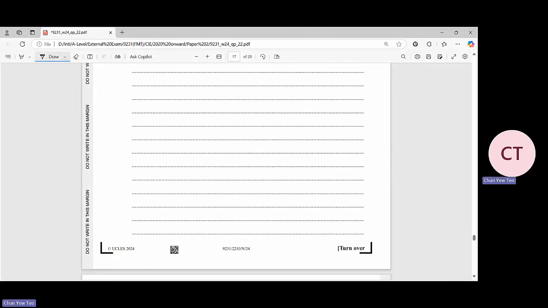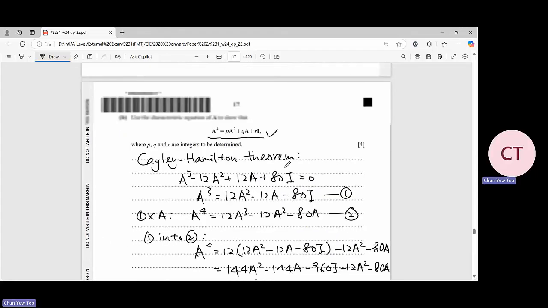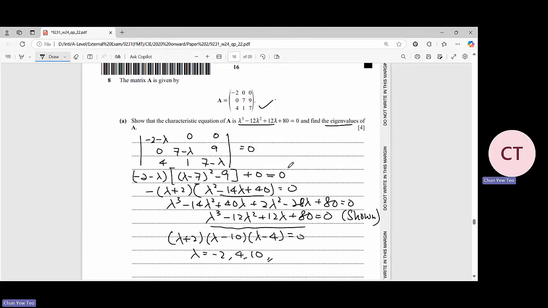Okay, so now we move on to part C. For part C, we need to find the matrix P and the diagonal matrix D so that it will fulfill this condition. To find P, we need to find the eigenvectors. Let's say I choose lambda 1 as negative 2. We have 3 lambdas, and the first lambda is negative 2. So you just need to replace negative 2 inside here, here, and here.